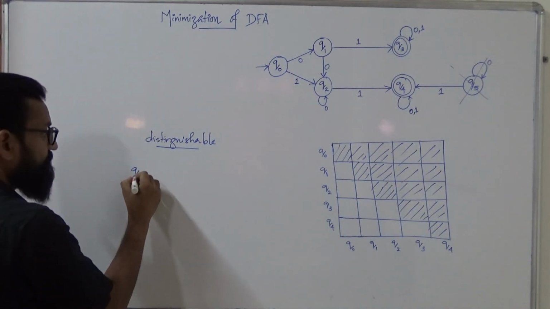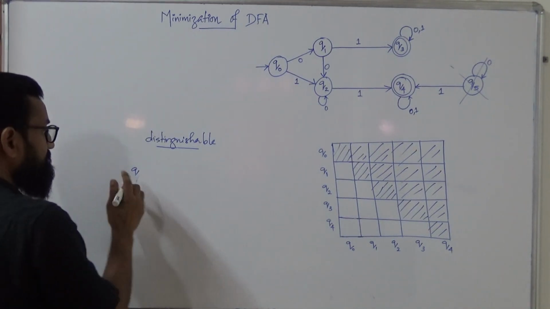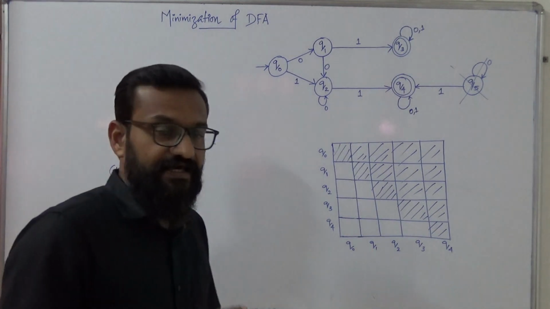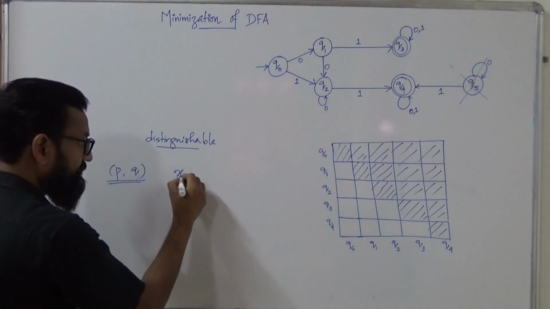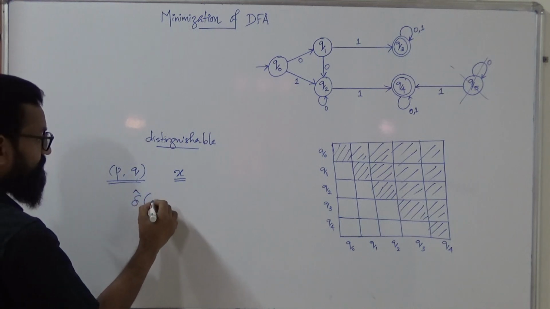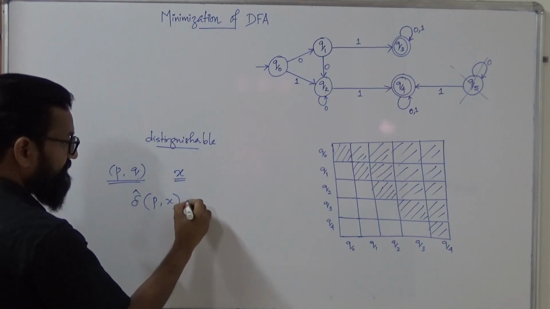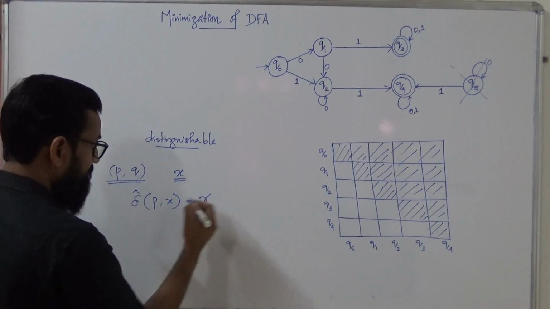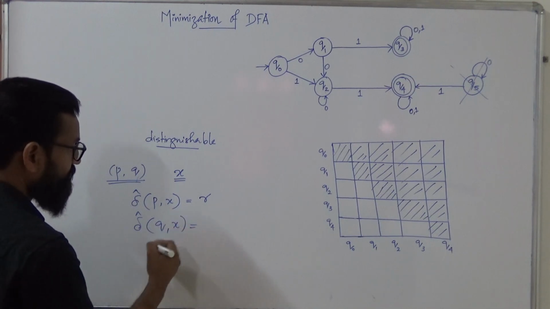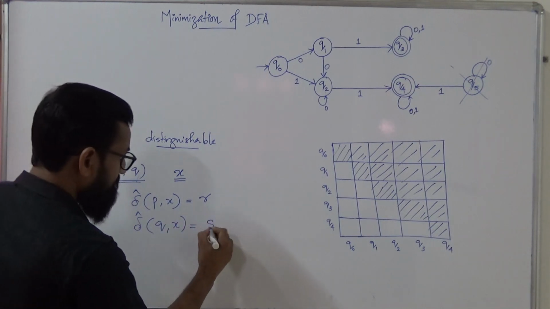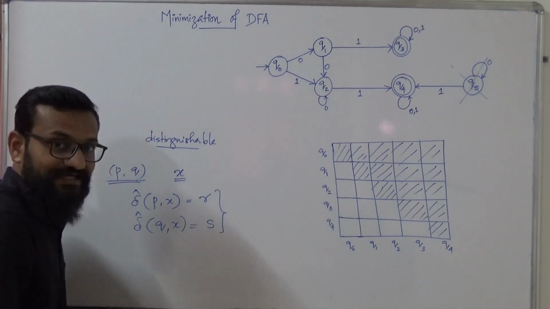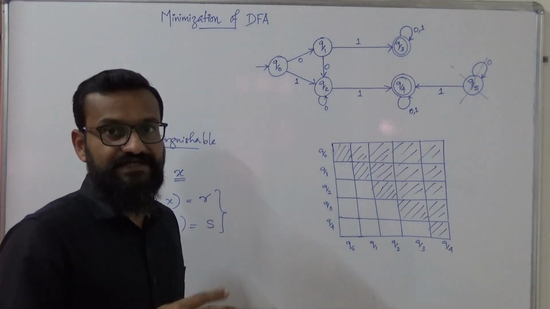Consider the pair P, Q. The pair P, Q is said to be distinguishable if there exists at least one string x such that delta cap (P, x) is equal to some state R, and delta cap (Q, x) is equal to some state S, such that out of R and S, one is a final state and the other is a non-final state.